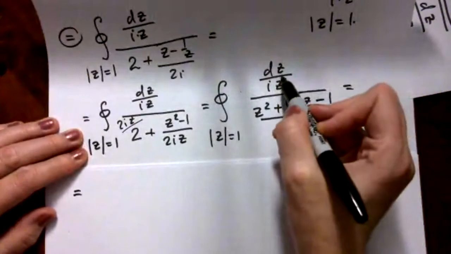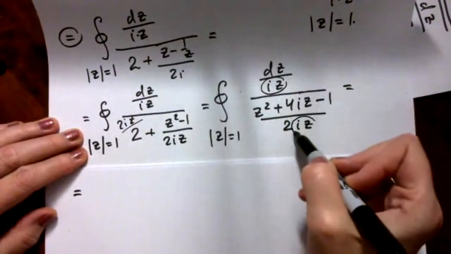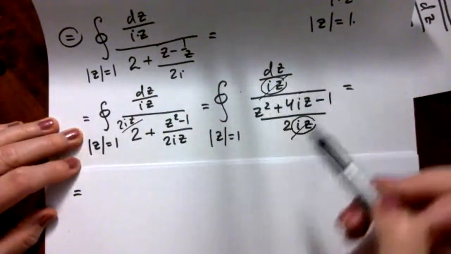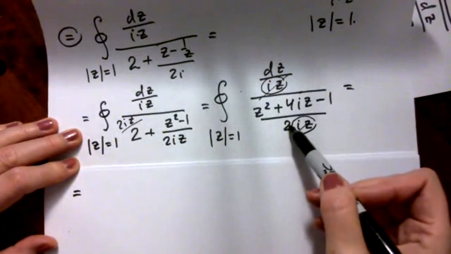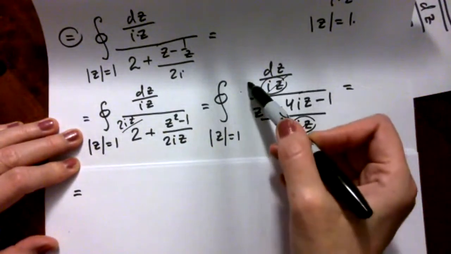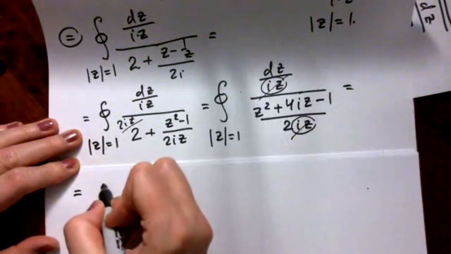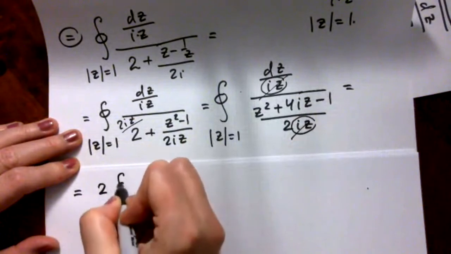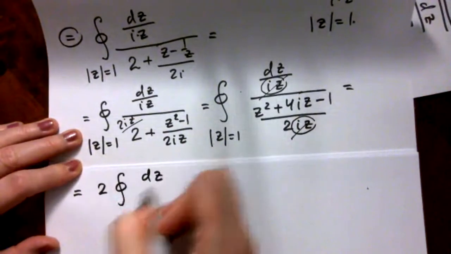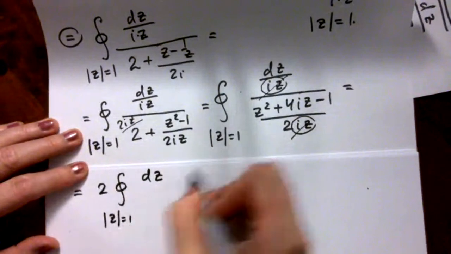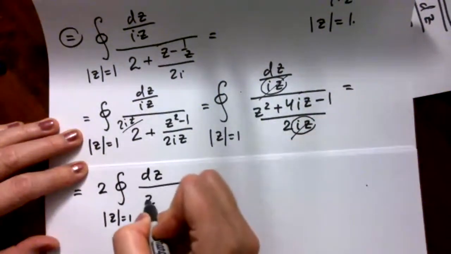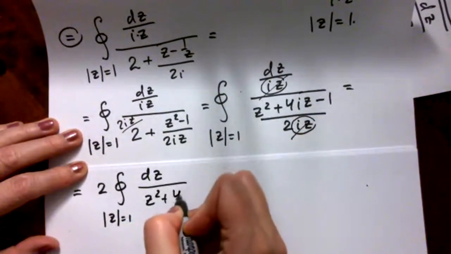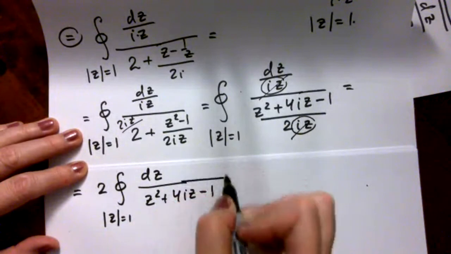We can realize that we can cancel out these two expressions. Iz and z get cancelled out, and this divided by 2 gets moved to the numerator. I can actually put maybe 2 in front of the integral, maybe it will be more convenient. So dz divided by this expression, z squared plus 4iz minus 1.